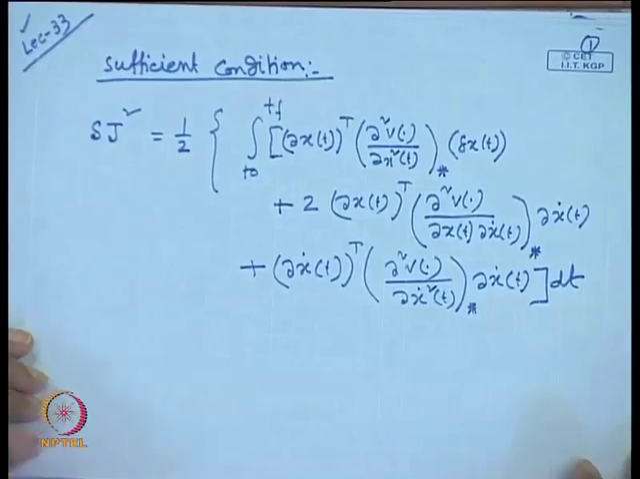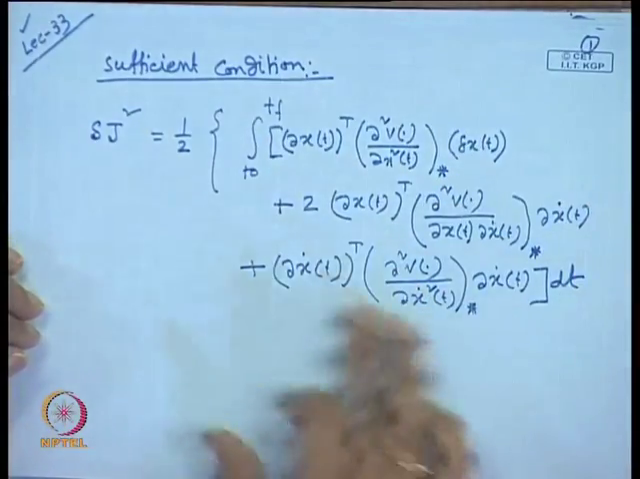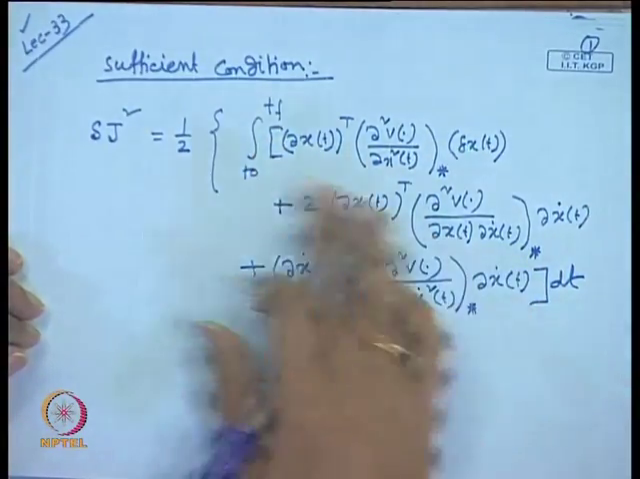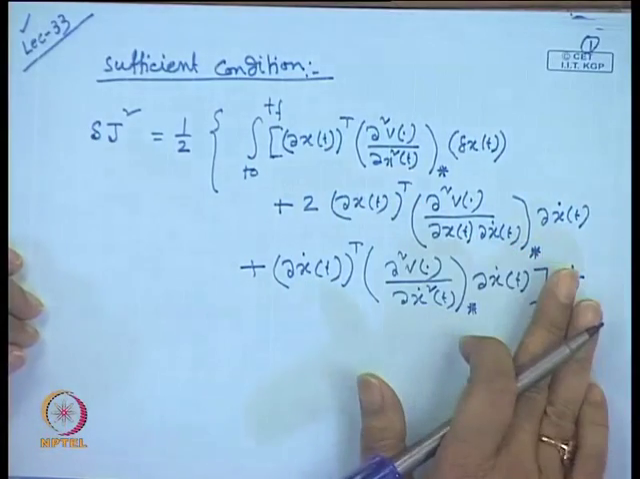The quantity inside the bracket is a scalar quantity. So we can write it in terms of a quadratic form, which, as you know, is nothing but x transpose P x.